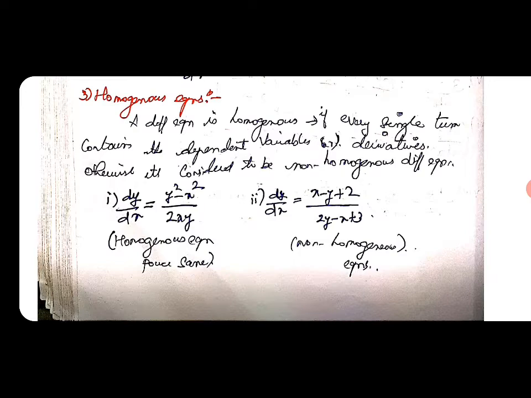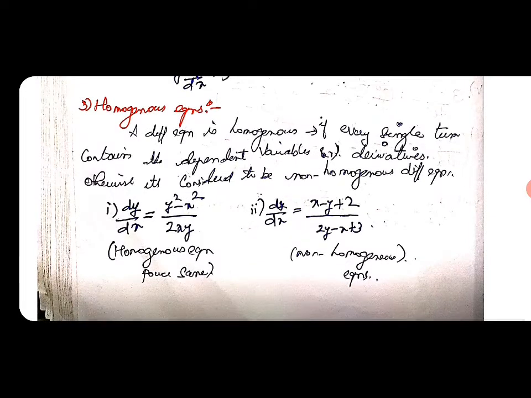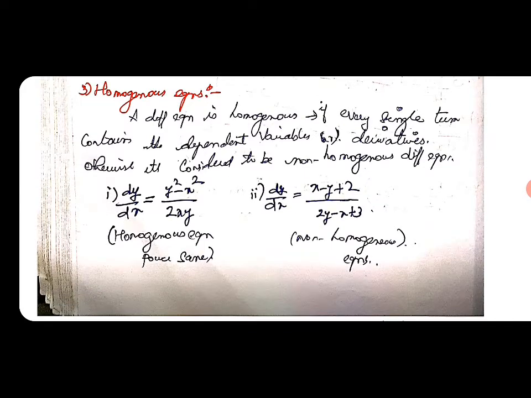An equation without the different variable or derivative is said to be a non-homogeneous equation; that is, other than homogeneous is non-homogeneous. Example of a homogeneous equation: dy by dx is equal to (y squared minus x squared) by 2x. This is homogeneous because the equation contains the variables or derivatives. The non-homogeneous equation will be dy by dx is equal to (x minus y plus 2) by (2y minus x plus 3).